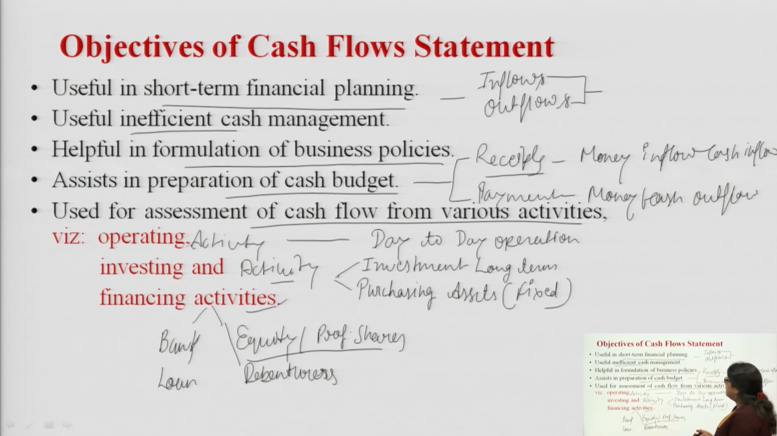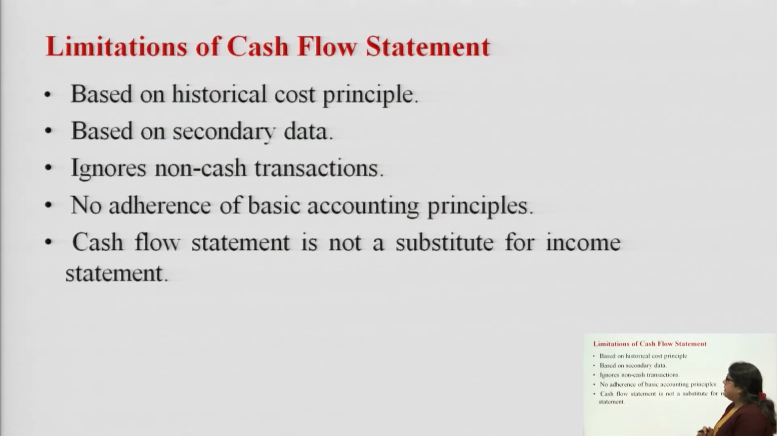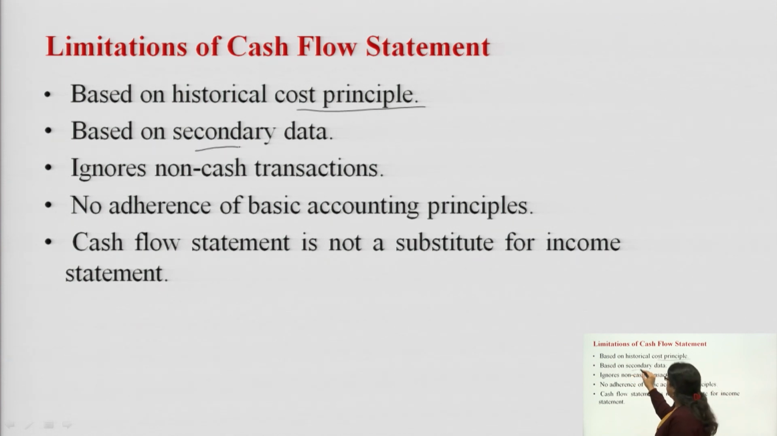Moving further, these are the limitations of the cash flow statement. The very first one is, it is based on the historical cost principle. Historical cost principle means you actually consider only the amount, only the money on which you have actually purchased the commodity or purchased any asset. It is based on the secondary data. Why is it secondary data?